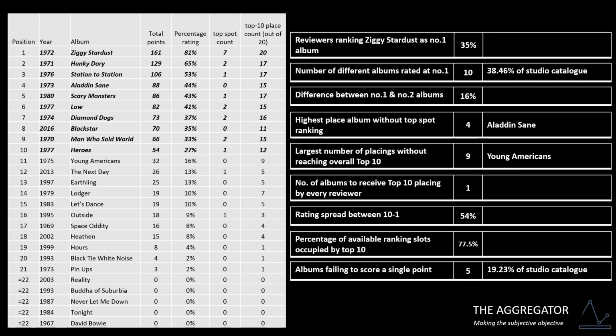And then finally, we can see here that with 5 albums at 19.23% of his studio catalogue, albums failing to score a single point across any of the reviewers. So all great catalogues have their stinkers, and there's Bowie's. You can see them there, all sitting at equal 22nd in the table here. So again, a low percentage value would be another indicator of catalogue strength.